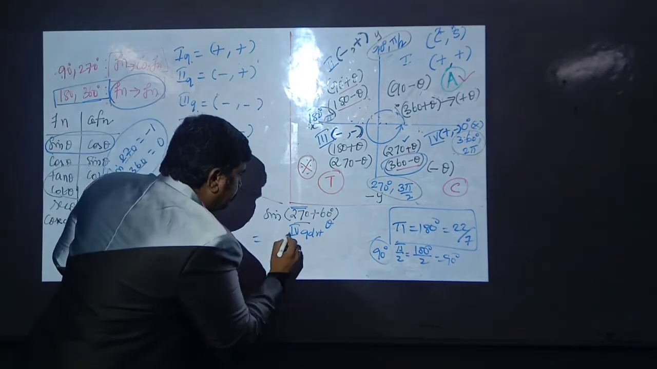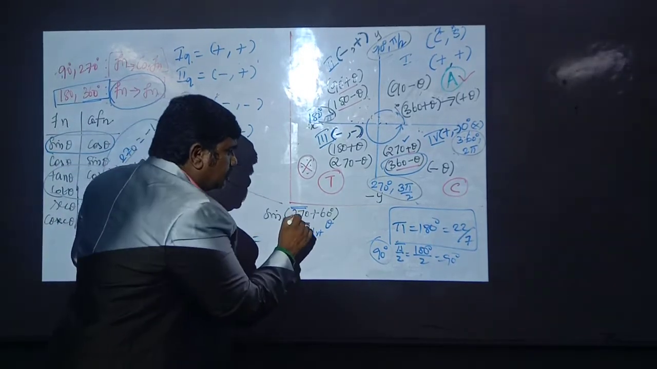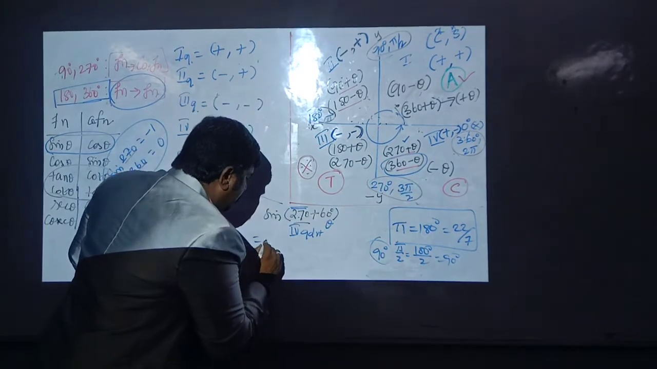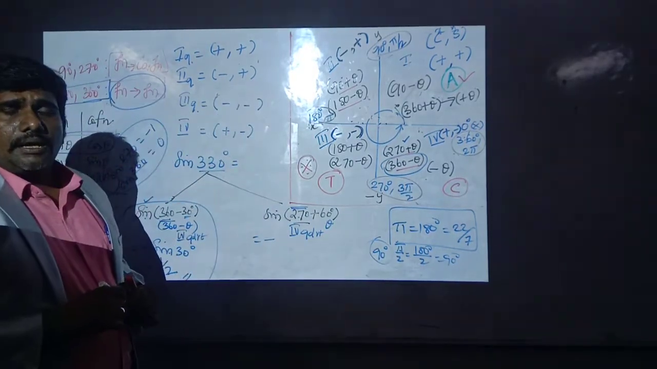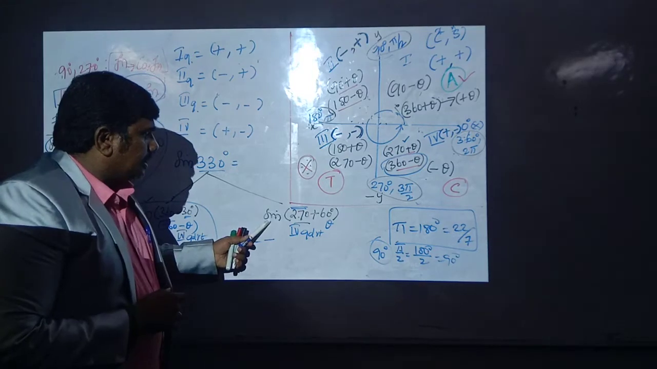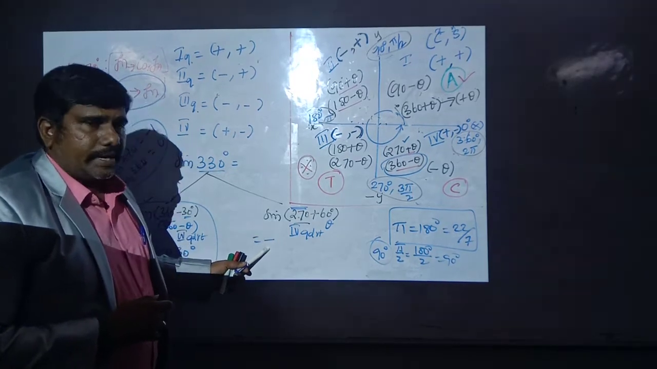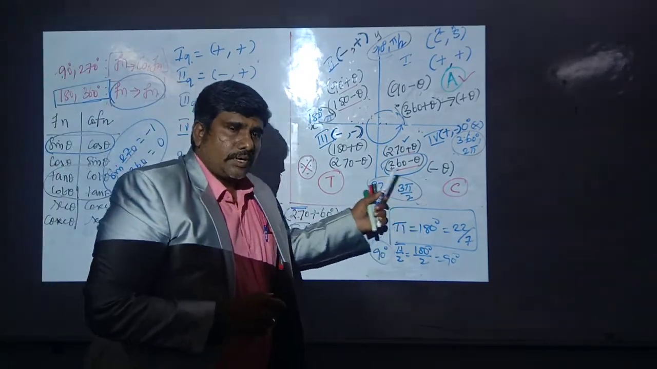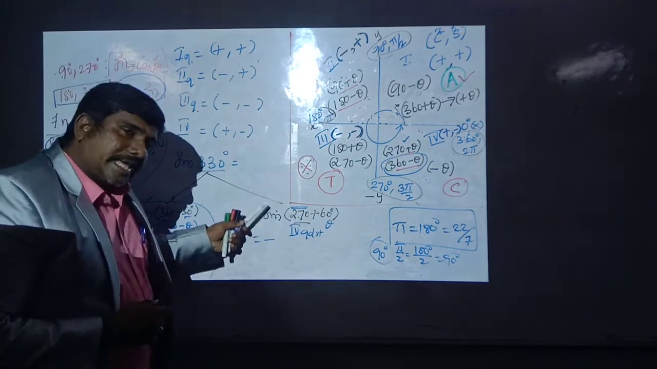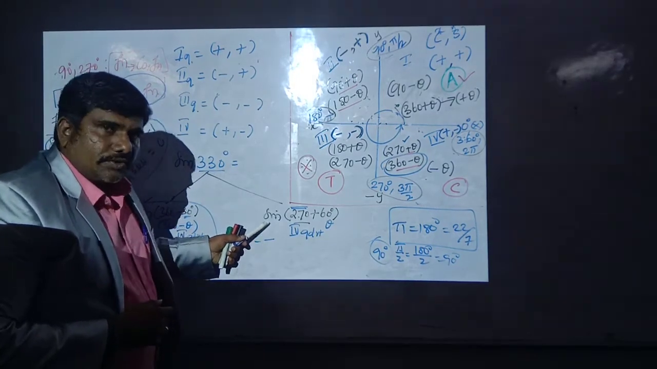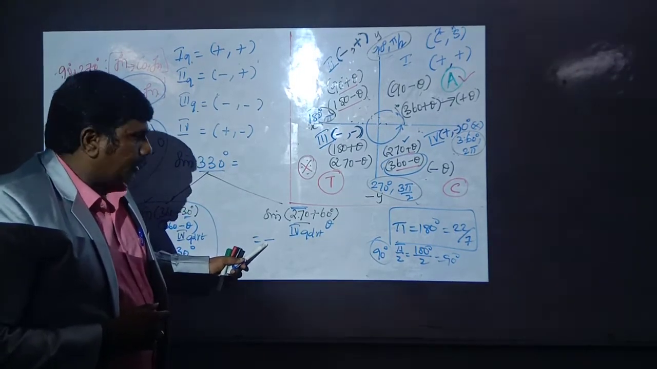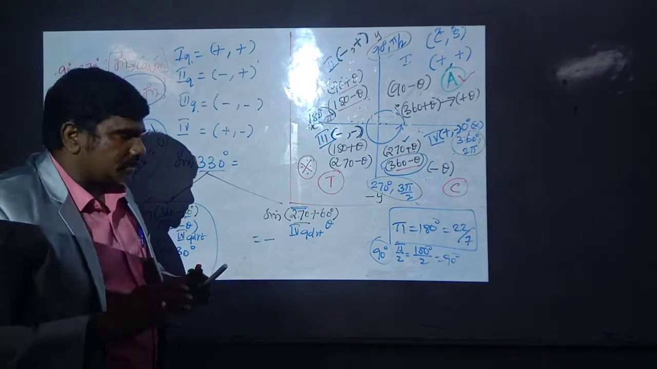So I am just writing. This 270 lies in the fourth quadrant, so the sign would be negative, because only cos and its reciprocal are positive. So the sign of the sine function is nothing but negative, because it is in the fourth quadrant. That is the first point.